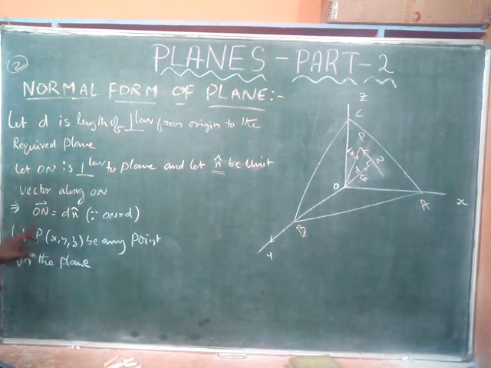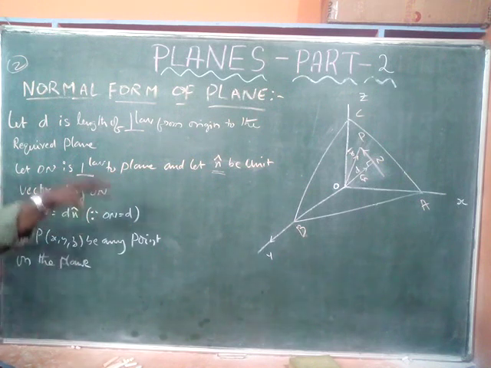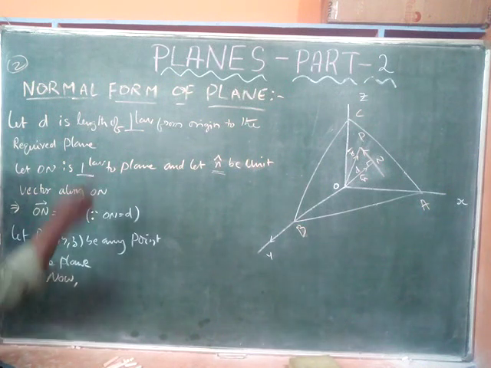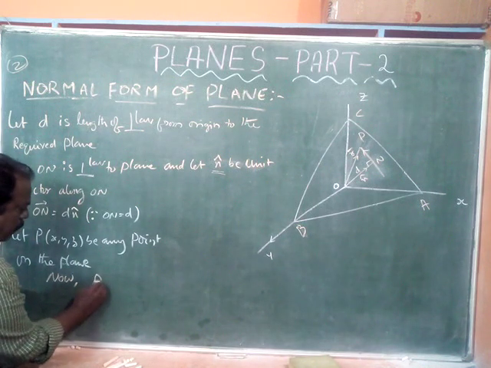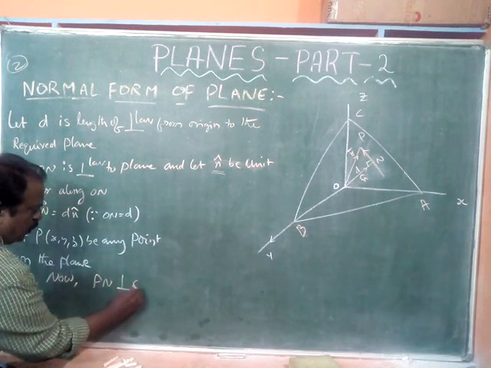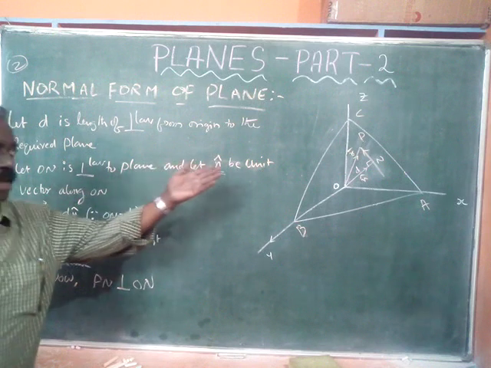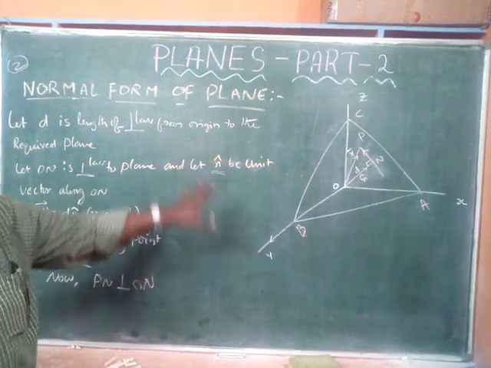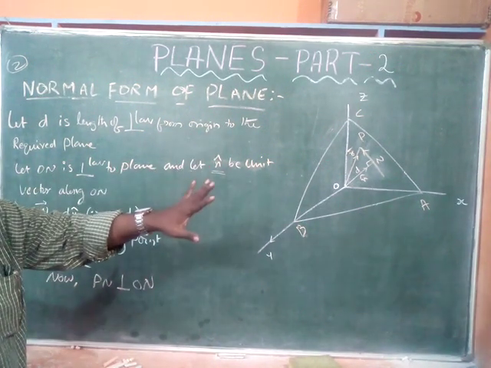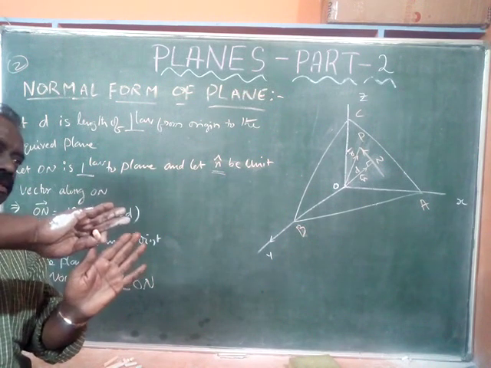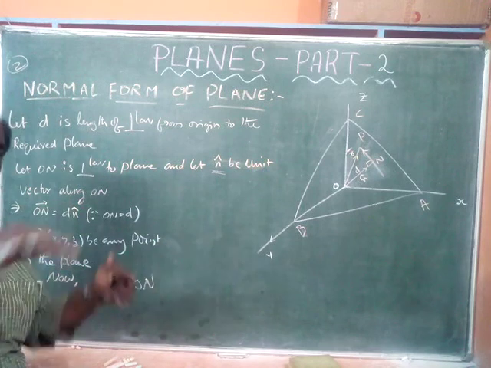Again, let P be any point on the plane. Now you see, observe it. Here NP is perpendicular to ON. No doubt. P is not only there; you take it anywhere on the surface of the plane, NP is no doubt perpendicular. The surface of the plane is like that. Origin is there.